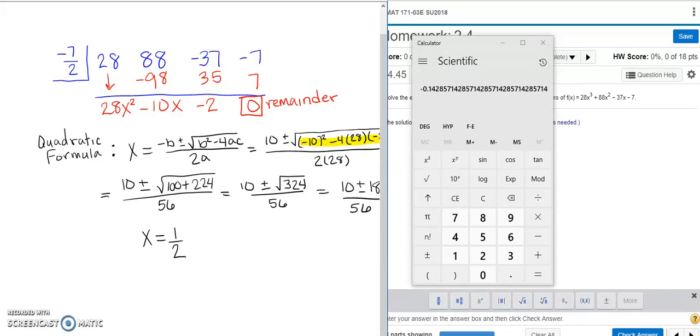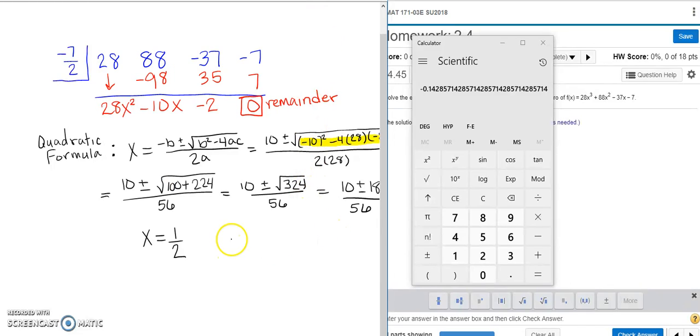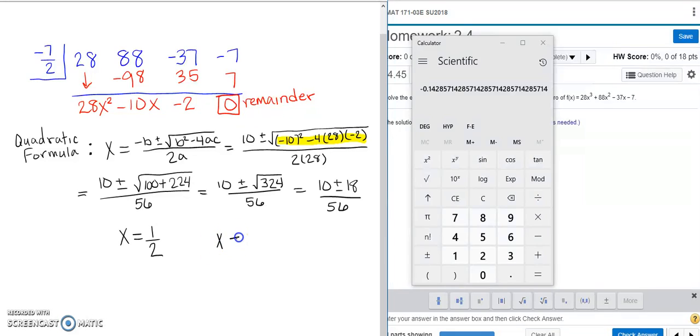So what did we just do? We did 10 minus 18 divided by 56. So it's the same long decimal, but in the nice calculators, I can hit math, and there's a fraction option. So I hit enter, and I get negative 1/7. Okay, so that's my other answer, negative 1/7.